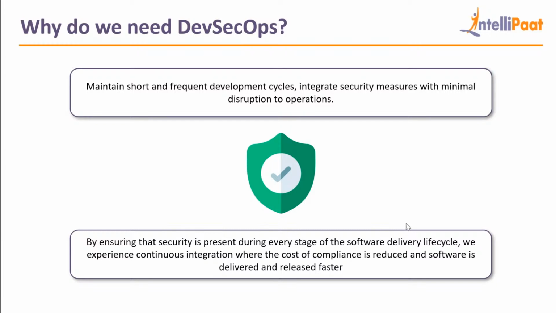So now, by ensuring security is present during every stage of the software development lifecycle, or the software delivery lifecycle, we experience continuous integration, where the cost of compliance is reduced and software is delivered and released faster. So instead of pushing the security stage to the very end of the DevOps lifecycle, security is present in every single stage. Once the code is ready, the security team does their security checks, once it is built, tested, and when it is in the staging environment. In all of these stages, the security team is right with the operations and development team. So it's even faster than a normal DevOps lifecycle, the cost of compliance is reduced, and you can deliver your software even faster.